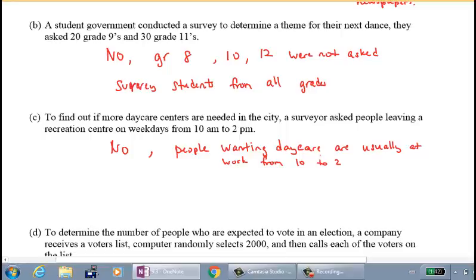And then weekdays from 10 to 2. Who's at the rec center on weekdays from 10 to 2? It's not you as students. It's not your mom and dad. Yeah, it could be your grandpa and grandma. So, who's there? You might be saying, well, only older people are more likely to be at the rec center weekdays from 10 to 2. And they definitely don't need daycare because their kids are grown up.